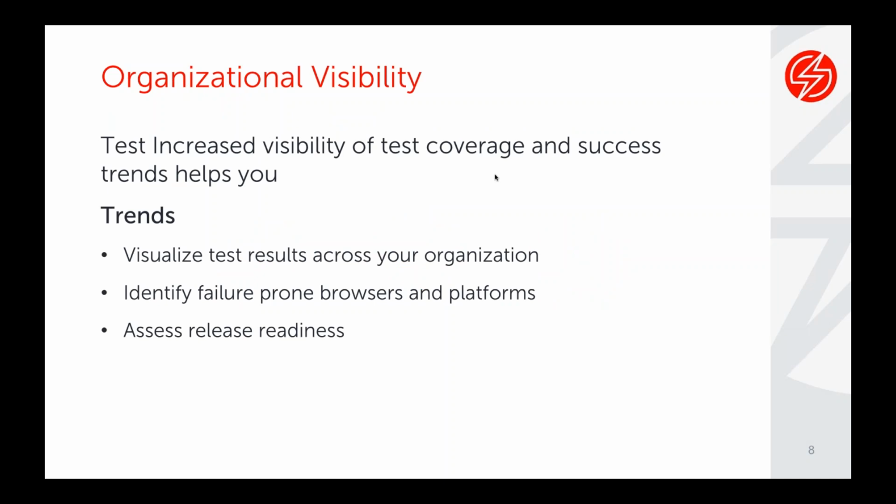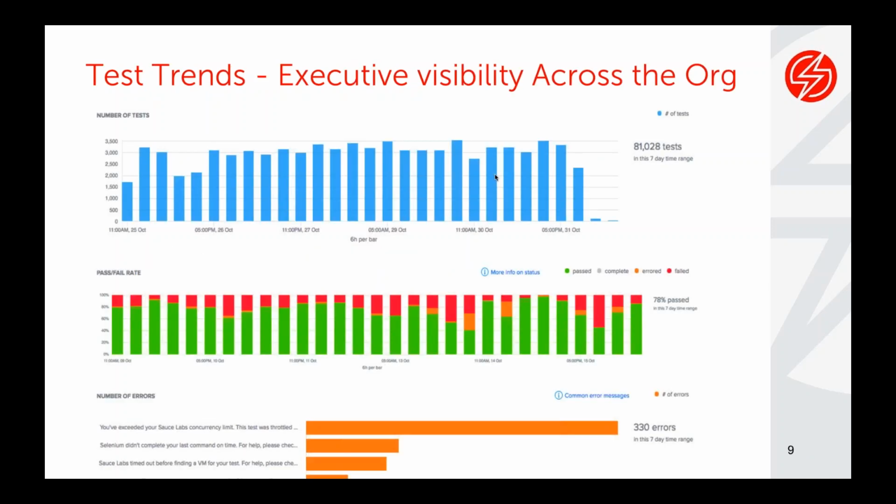So, organizational visibility. This is something that is really provided by our test trends functionality that was introduced about nine months ago. It basically allows you to get increased visibility of test coverage and success trends. You can visualize test results across your organization, identify failure-prone browsers and platforms, and overall, it allows you to assess release readiness. So let's take a look at a quick screenshot that helps illustrate some of these concepts.